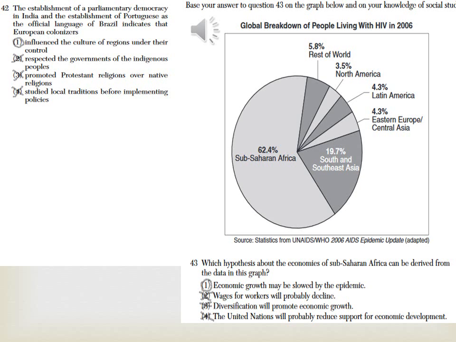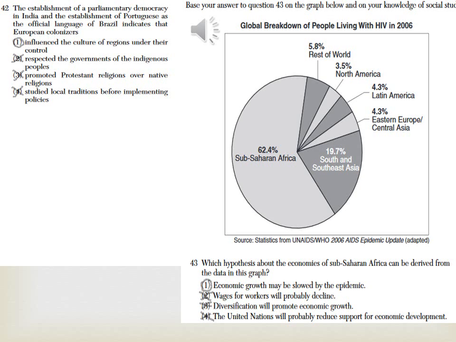So let's take a look at question 43. We're given a chart. It says global breakdown of people living with HIV in 2006. So I'm looking at the chart and I see that 62.4% of those people are living in sub-Saharan Africa.